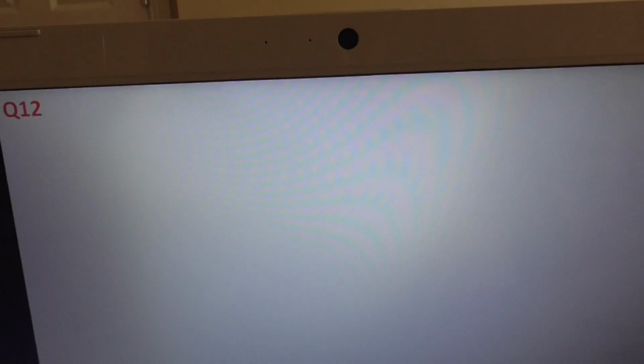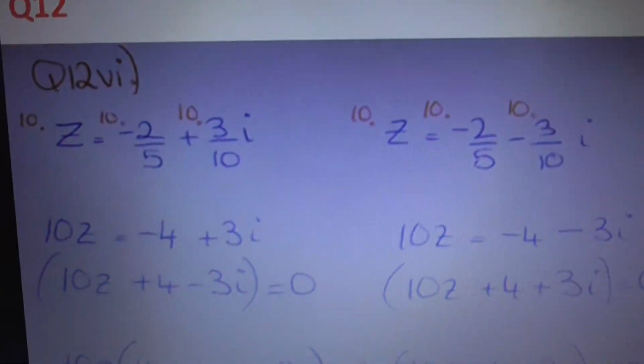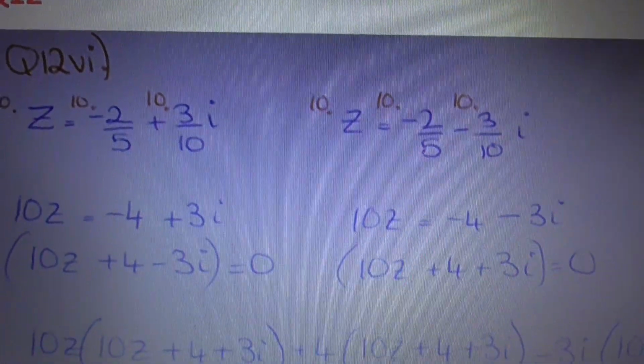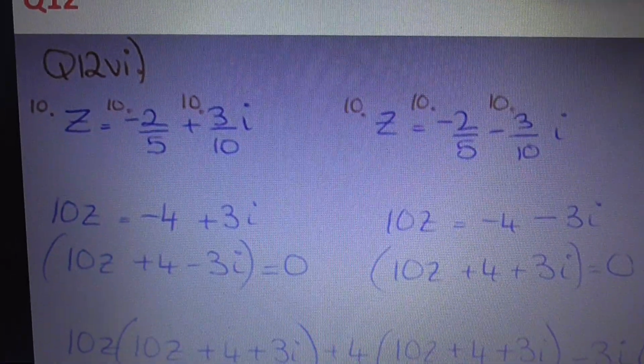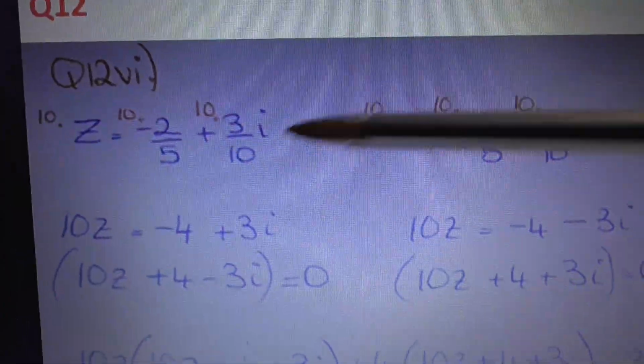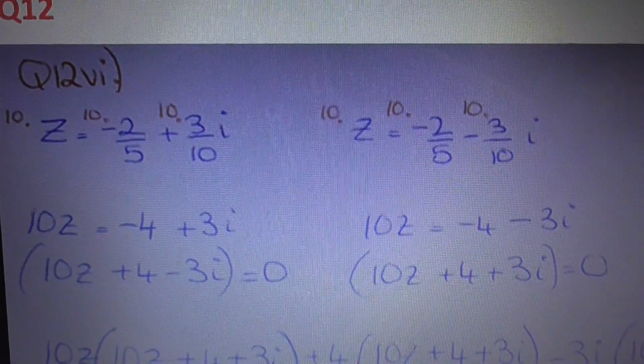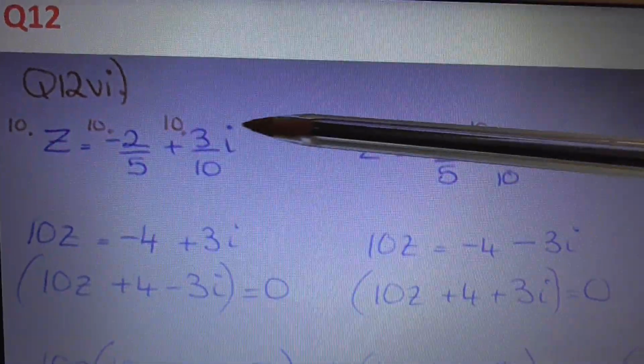Question 12, part 6. So the roots are minus 2/5 plus or minus 3/10 of i. Okay, so I'm starting off with the roots. Now straight away I said get rid of fractions because it's too hard to deal with fractions. So the first thing I did was multiply across by 10, because that's the lowest common denominator between 5 and 10, or lowest common multiple, whichever you want to call it.